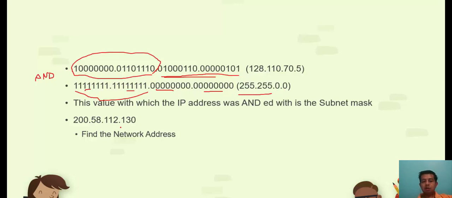Clear? So this is an example. Given this IP address, you have to find the network address. Now the first thing you have to look at here is that this is a class C network.